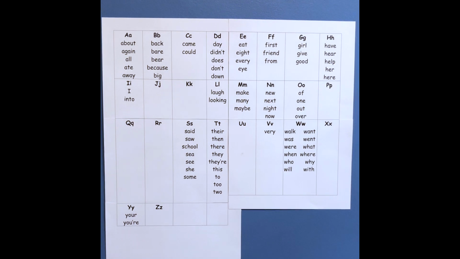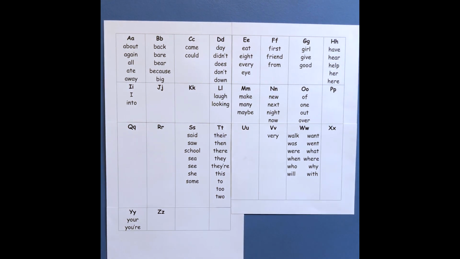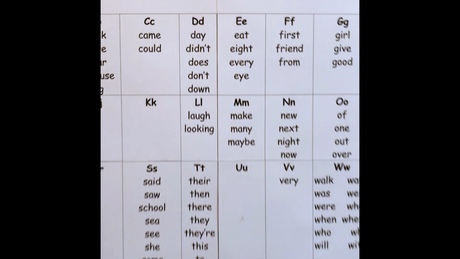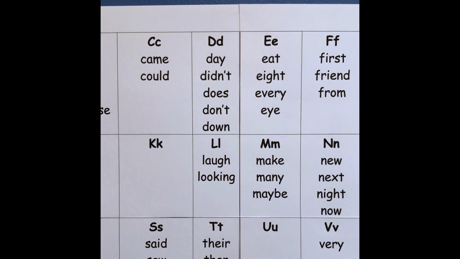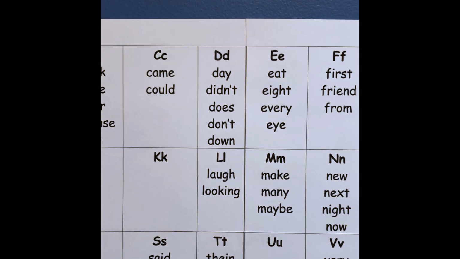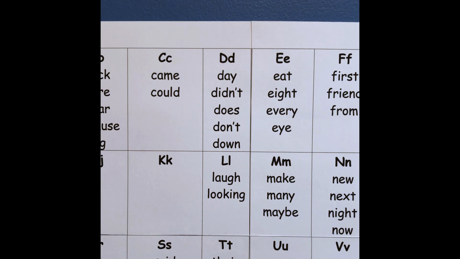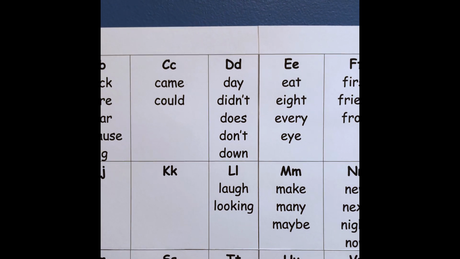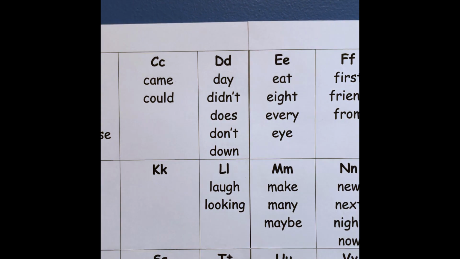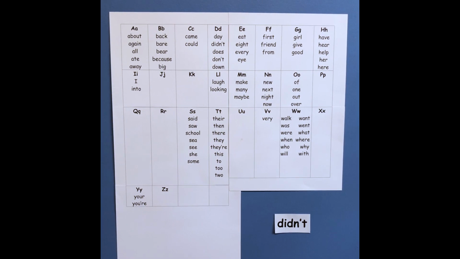I spy with my little eye a word that starts the same as the word donut. It is a contraction. It has an apostrophe. It means the same thing as did not. What word is it? The word is didn't.